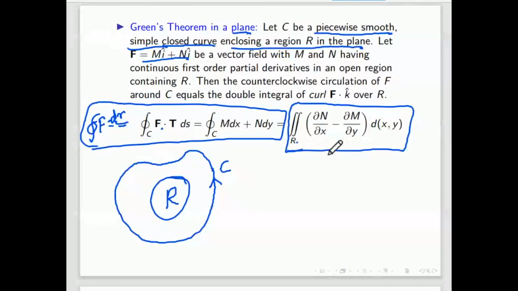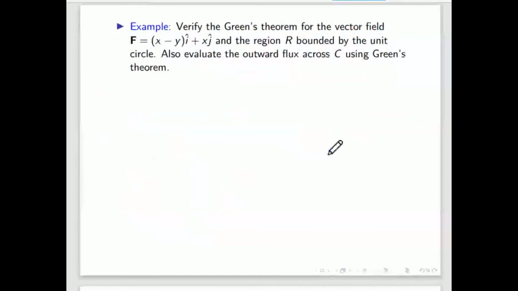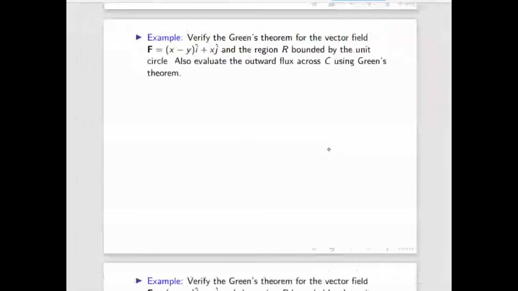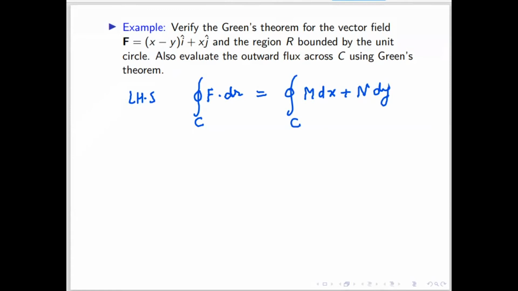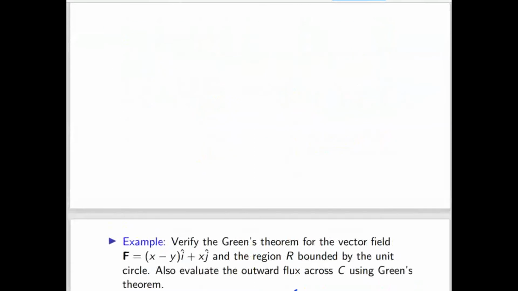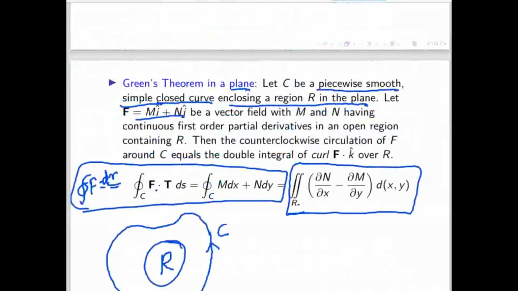So the left hand side, the LHS, is the integral of F dot dr, which is the same as M dx plus N dy over this curve C. We have seen the five different forms of the line integral. First I will calculate the left hand side, this line integral. You know how to calculate the line integral, and then we will see the double integral. Both will give the same answer.